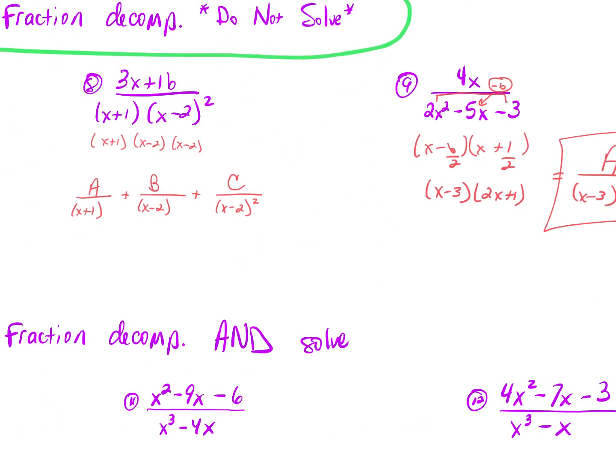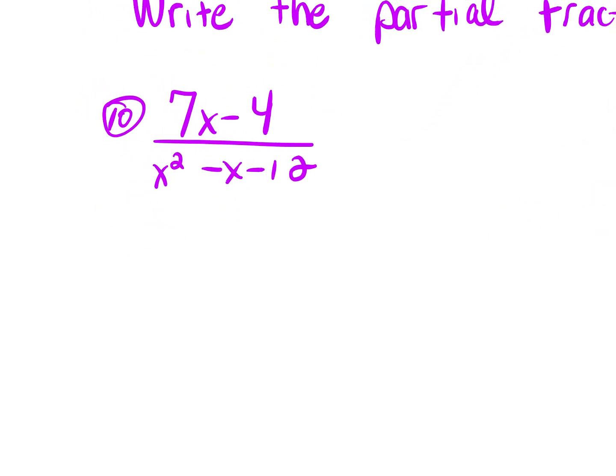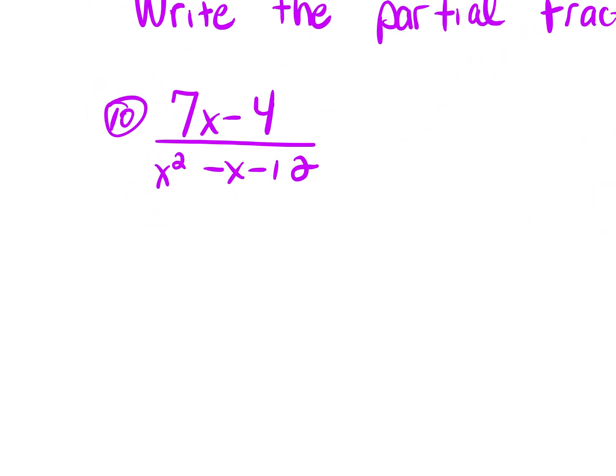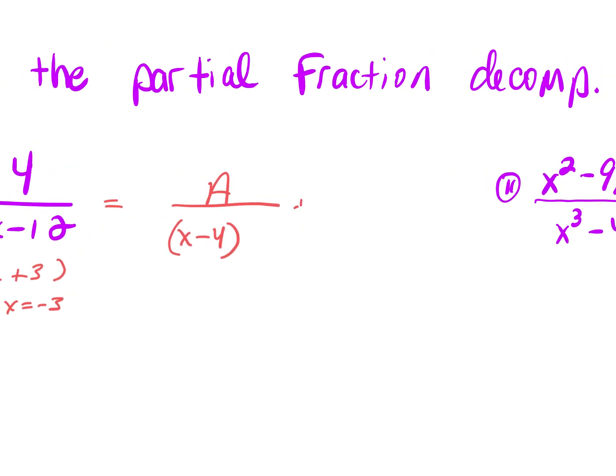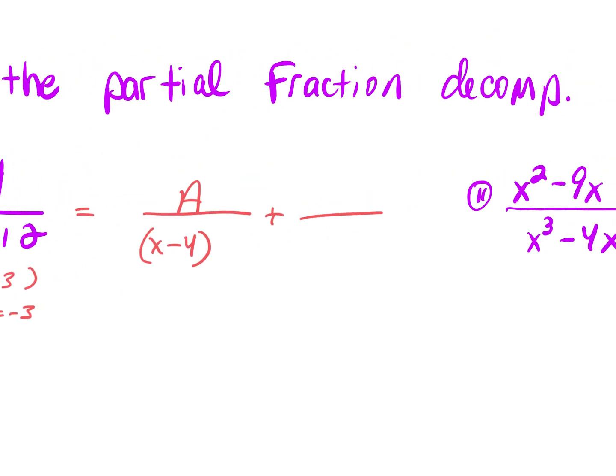All right, let's do these last three, and then we are finito. First thing I need to do is factor. What are the factors of negative 12 that multiply to give me a negative 12 and add to give me negative 1? Negative 4 and positive 3. Perfect. X minus 4, x plus 3. I'm going to go ahead real quick and solve this and just say x equals 4, x equals negative 3. So when I set this up, I have x minus 4 with my A, and I have x plus 3 with B. You can switch those. You can have x plus 3 first and x minus 4 second.